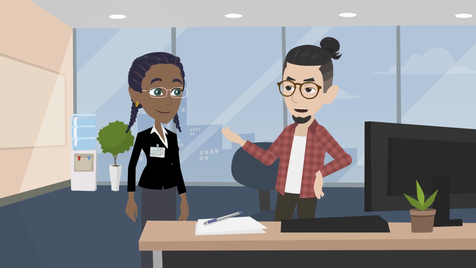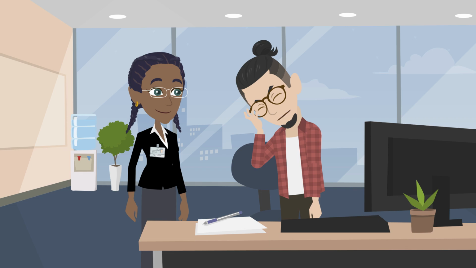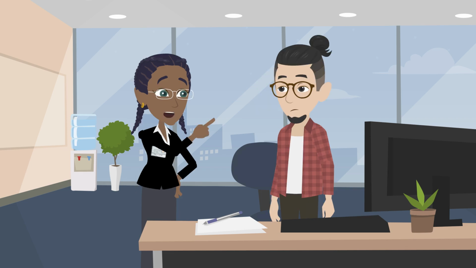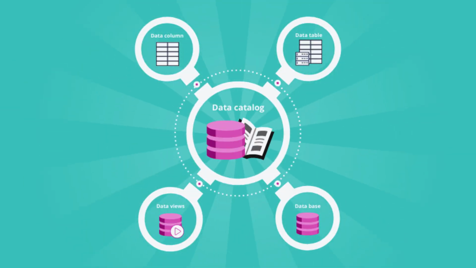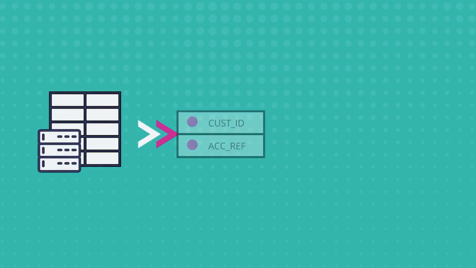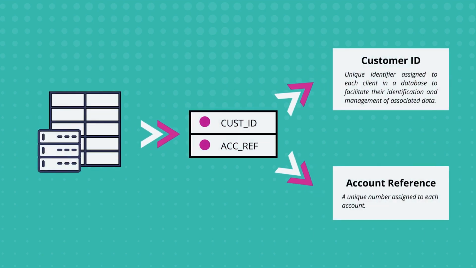Okay, but fixing definitions doesn't solve the fact that my data is scattered across a dozen databases. That's why Verb has a data catalog. It connects to your databases, maps out your tables and columns, and adds meaning to them. No more guessing what cust_id or ACC_REF stands for.